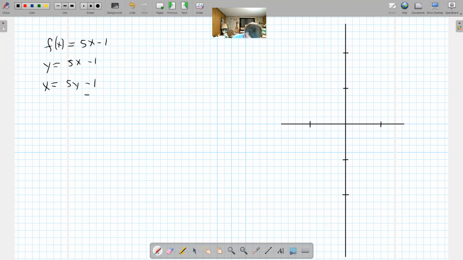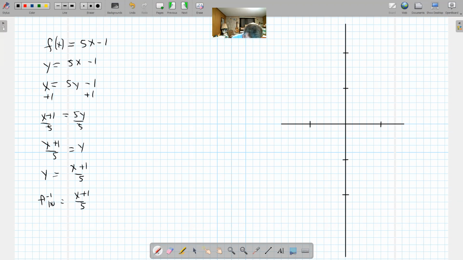Solve for y. So I'm going to add 1 to both sides. X plus 1 equals 5y. Divide both sides by 5. x plus 1 over 5 equals y. I'm going to rewrite that. Y equals x plus 1 over 5. And then finally use inverse notation. Okay. All right.